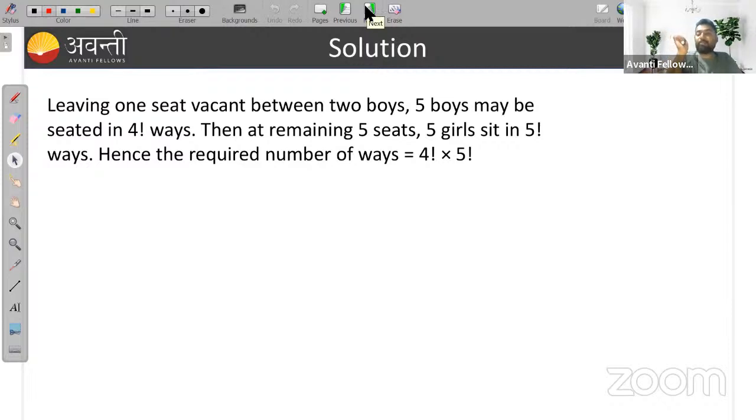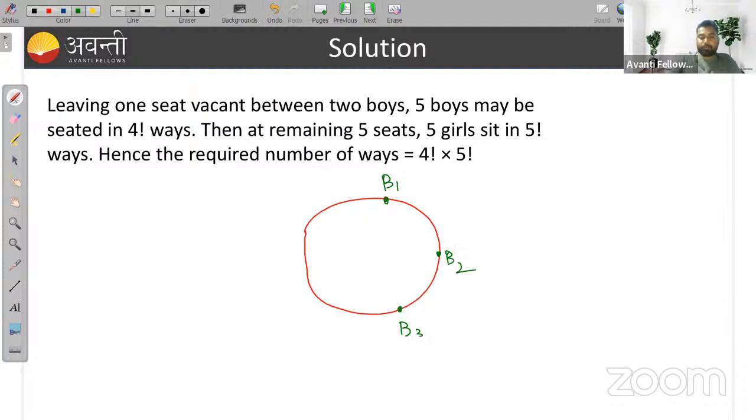Leaving one seat vacant between two boys, five boys may be seated in 4 factorial ways. Suppose first what we are doing, we are placing 5 boys in a circular table. B1, B2, B3, B4, and B5. These are my boys seated in a circular table.